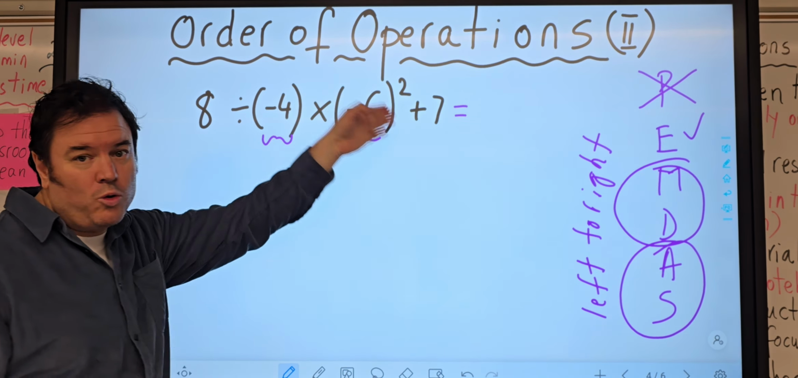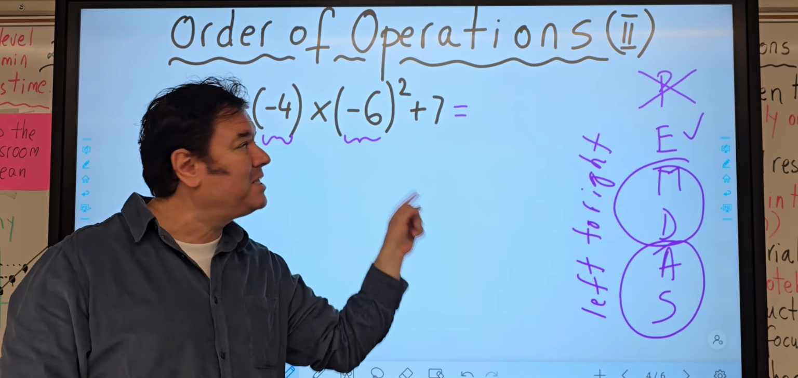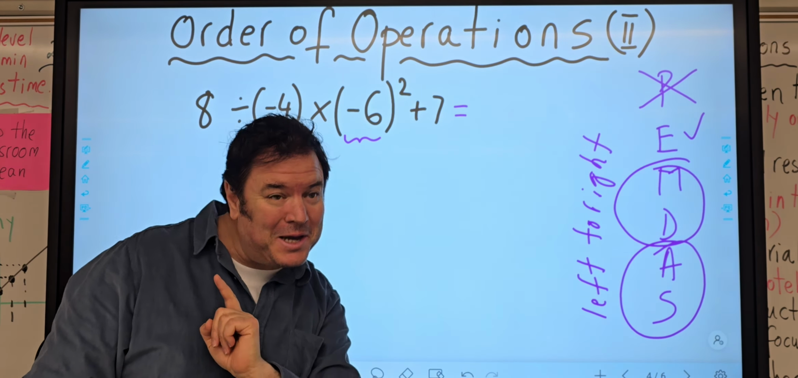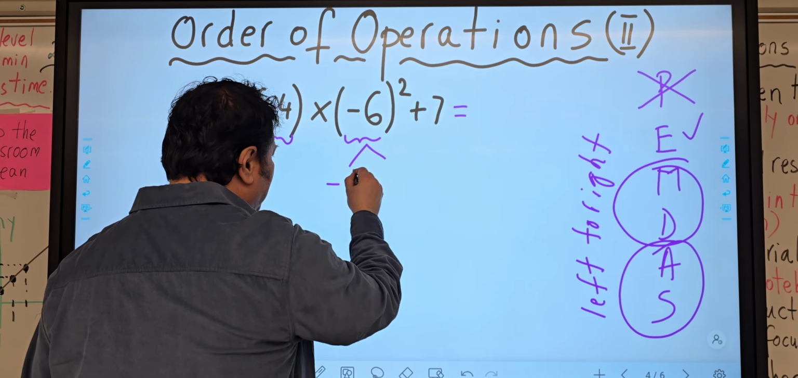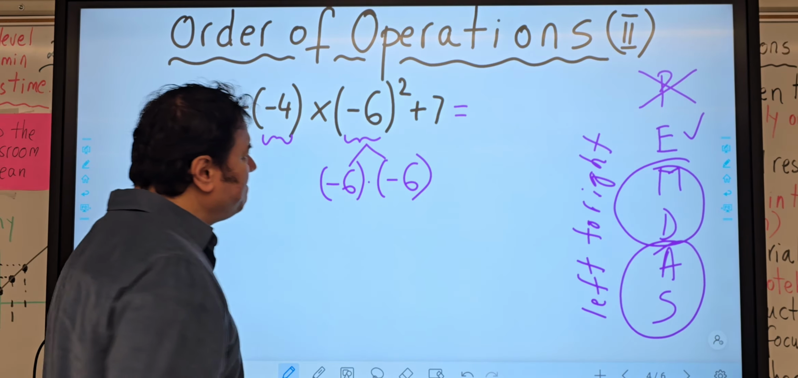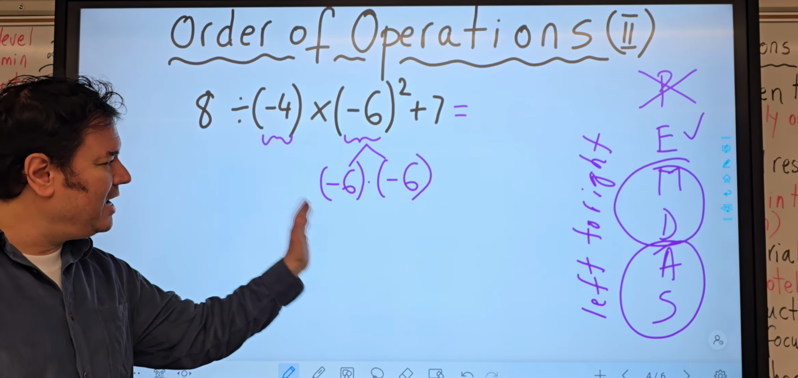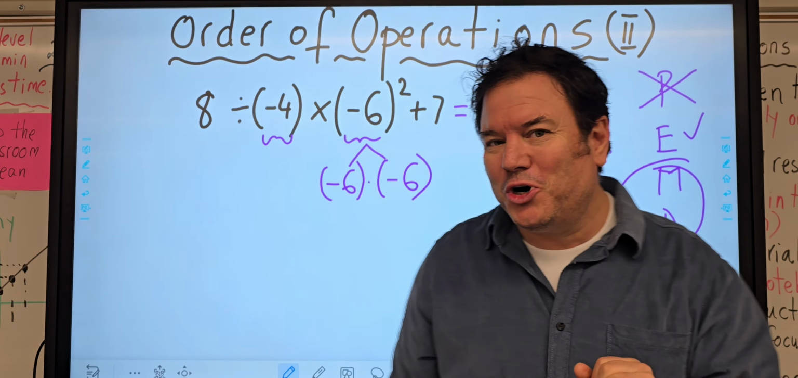Negative 6 squared. Please remember, negative 6 squared doesn't mean negative 6 times 2. That would be a mistake. Remember, negative 6 squared means negative 6 times negative 6. Okay? And we are going to do that first. Negative times a negative becomes a positive. And 6 times 6, 36.